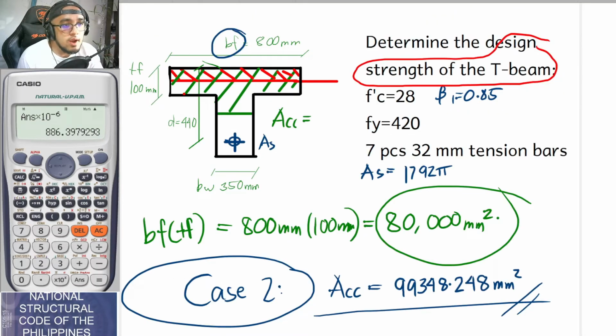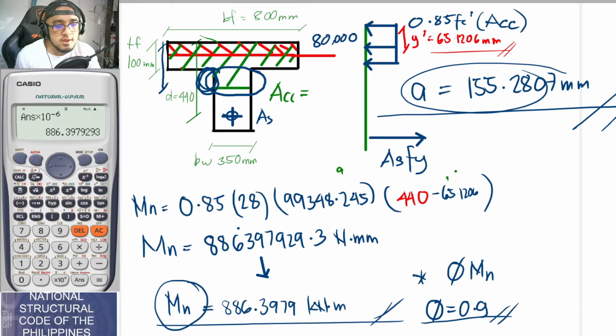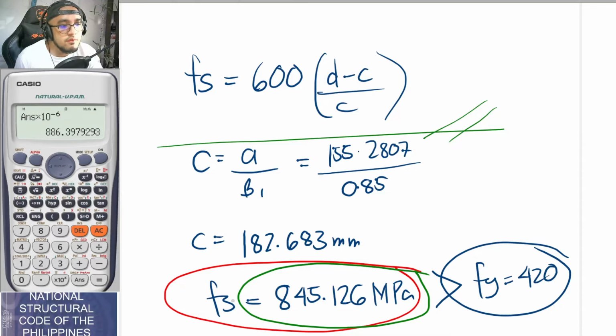But once again, the required here is to be the design moment or the design strength. And for the design strength, that should be phi Mn. So for the value for our phi Mn, we are only missing the value for your phi. So the question is, is the value of phi equal to 0.9? Short answer to that, according to our solution earlier, for the value of Fs, hindi. Pero bakit hindi? So why is it not 0.9? Because earlier, when we have solved for the value for your Fs, it is to be equal to 845.126 megapascal.